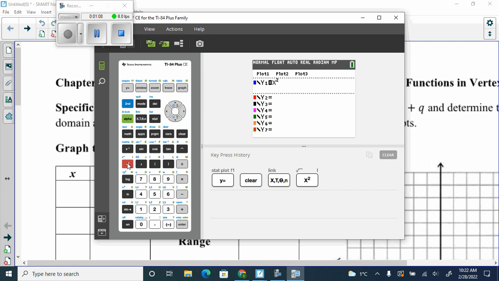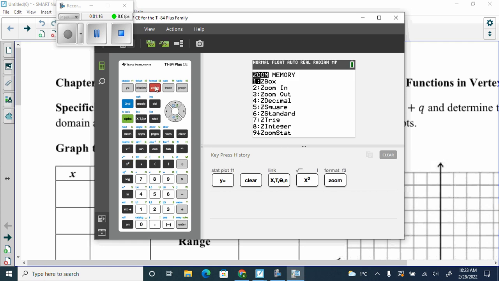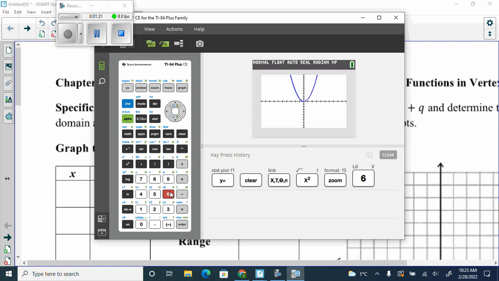Okay? Now you're going to go zoom. Zoom is the top middle button. And then 6. And the reason why you do that is it'll set your window to the negative 10, 10, negative 10, 10 window. It's a parabola.